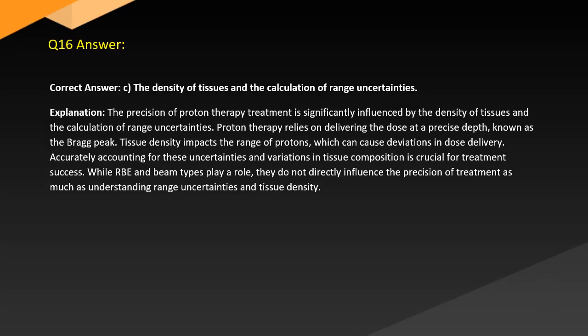Answer. Correct answer: C. The density of tissues and the calculation of range uncertainties. Explanation: The precision of proton therapy treatment is significantly influenced by the density of tissues and the calculation of range uncertainties. Proton therapy relies on delivering the dose at a precise depth, known as the Bragg peak. Tissue density impacts the range of protons, which can cause deviations in dose delivery. Accurately accounting for these uncertainties and variations in tissue composition is crucial for treatment success.